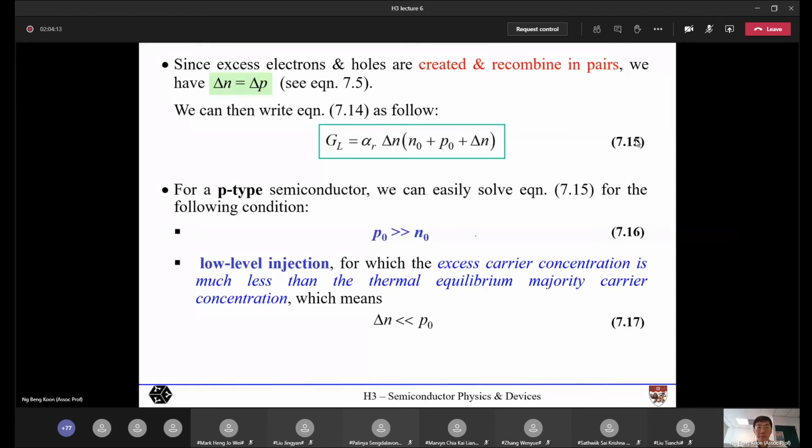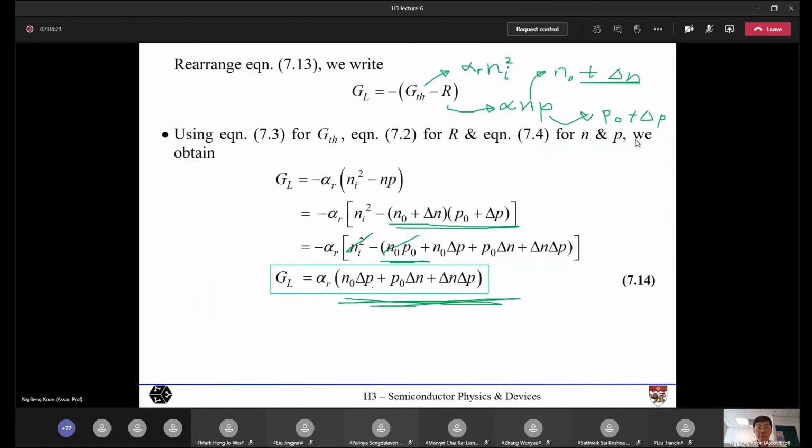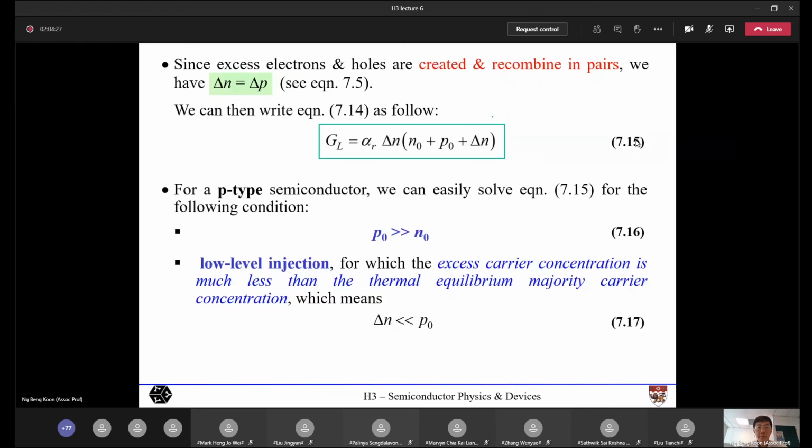And if you take out the common factors, alpha R and delta N, knowing that your delta P is really the same as delta N, if you replace the delta P with delta N, then you have alpha R. We take out the delta N as a common factor. Then what you have in the bracket now is N naught, P naught, and delta N.